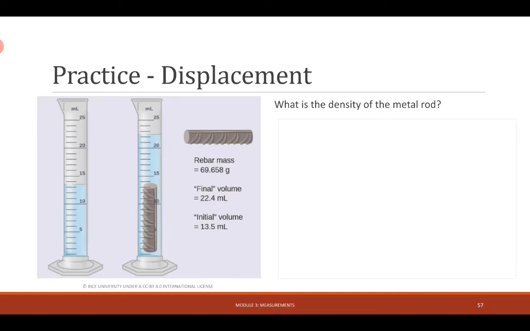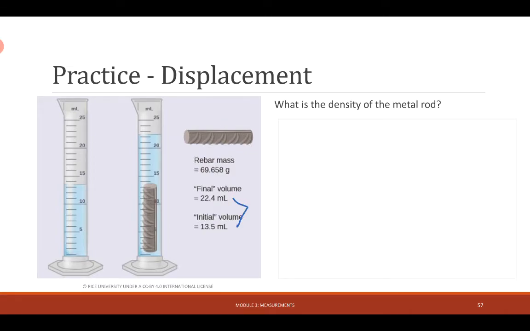Okay, so you can also figure out the volume of an object by displacement. Displacement means you are dumping it in water and seeing how much the volume of water changed. This is a great way of figuring out volume, especially when you have an irregularly shaped object. So you can just put it in water and see what the difference is. So the difference between these two is your volume of the bar.